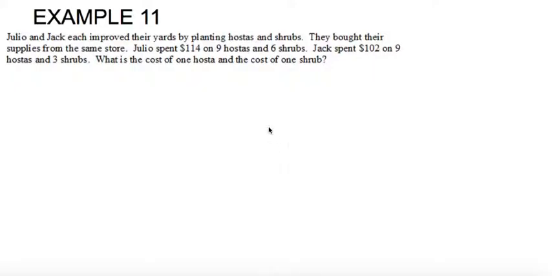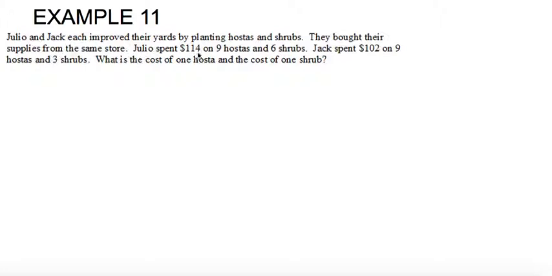Right, example 11, solve the linear system in word problem format. So first thing we want to do is read the word problem, and then after that we want to highlight key information. So we have Julio and Jack each improved their yards by planting hostas and shrubs. They bought their supplies from the same store.